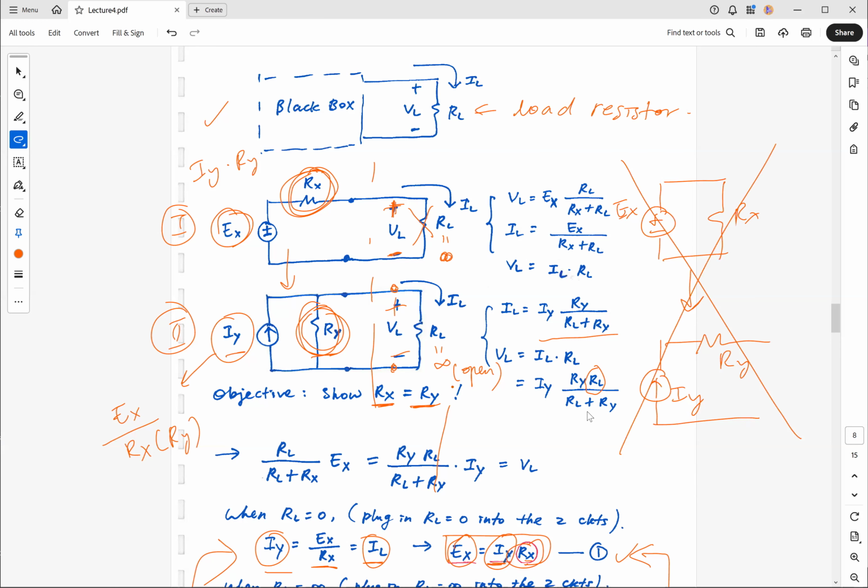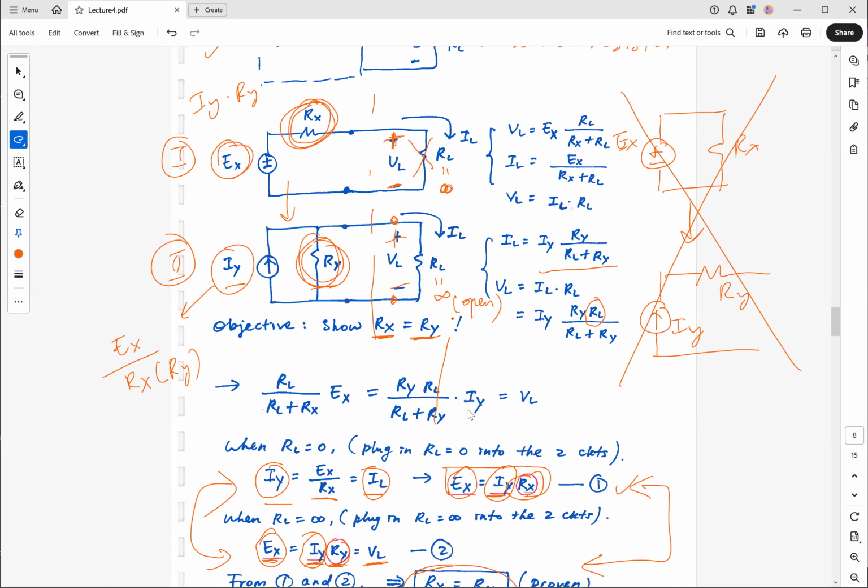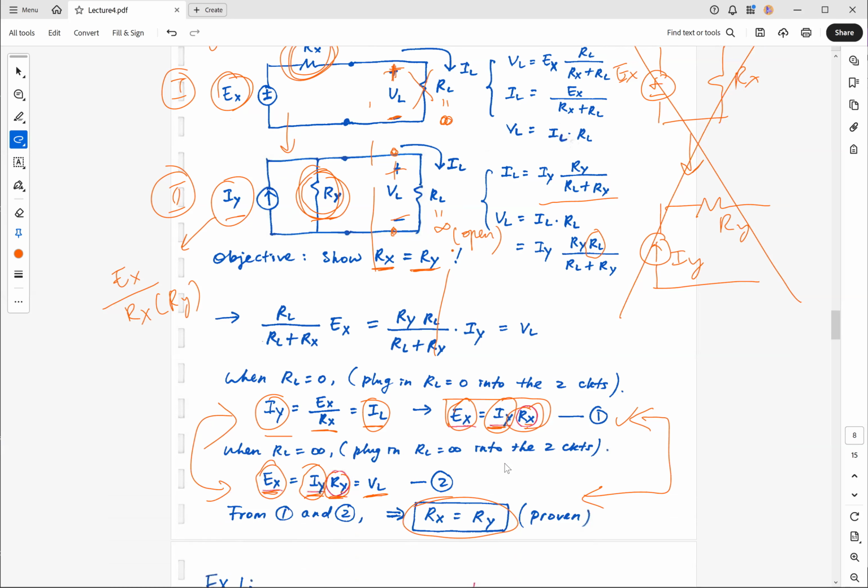Because the derivation only allows this. This derivation here only shows that Rx and Ry are the same if you are using this configuration. And that's why in the beginning we started out with these simple equations, which allow us to understand the relationship between the voltage and the current within each circuit. From there we did the derivation and arrived at this final condition, as a proof.